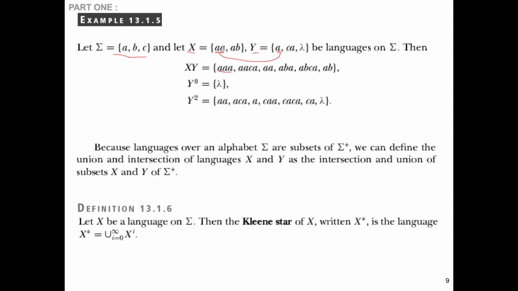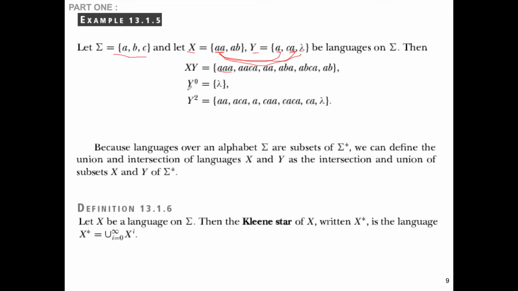Then I take again the first element of X, combine it with the second element of Y, which is AACA. Then finally AA with lambda, and it gives me the same AA. And we do the rest for AB.